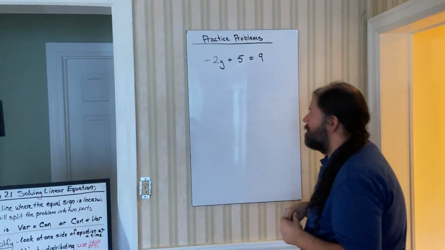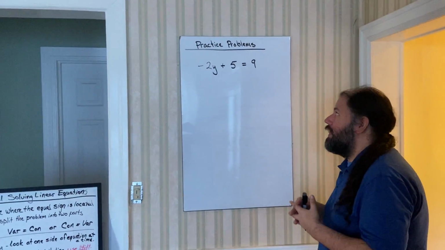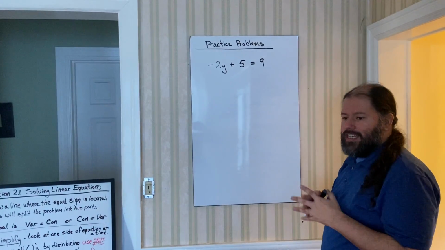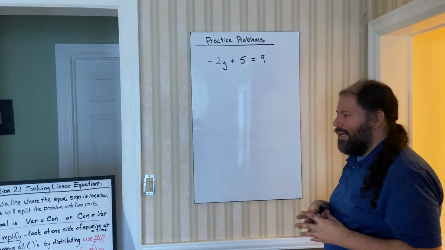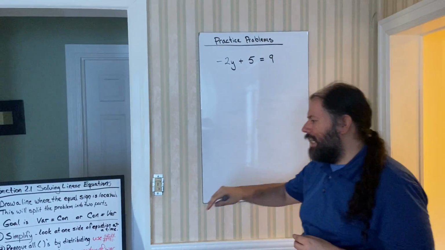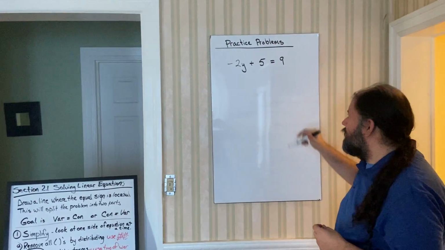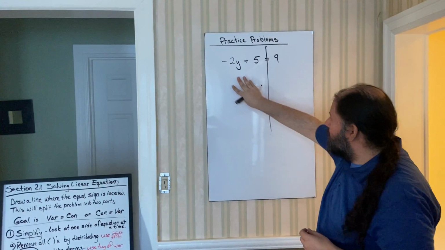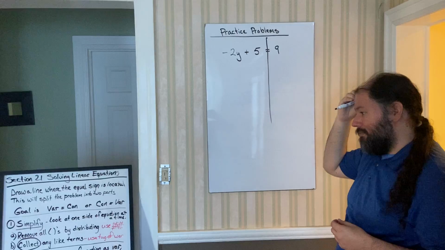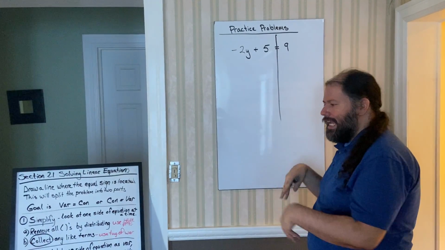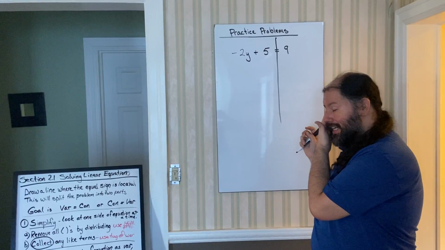So we got a simple problem here. Negative 2y plus 5 equals 9. Again, it's an equation. Directions would say solve. How do I solve? Well, before I actually get to my first step, I'm going to locate where that equal sign is. That way I have my two parts. Here's my left side, here's my right side. Remember, our goal is to get the variable on one side and then the number on the other side.